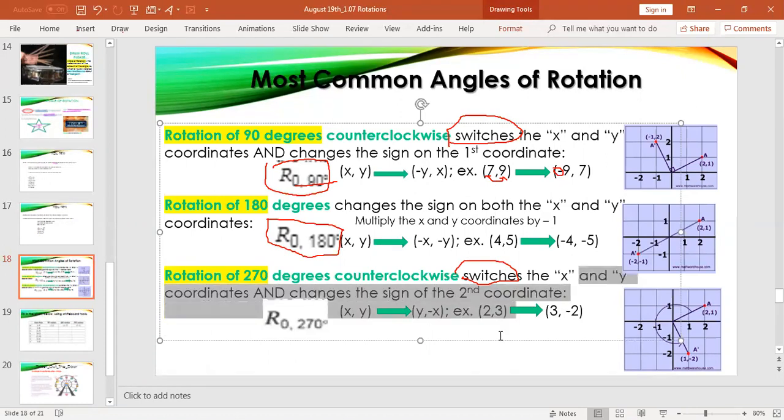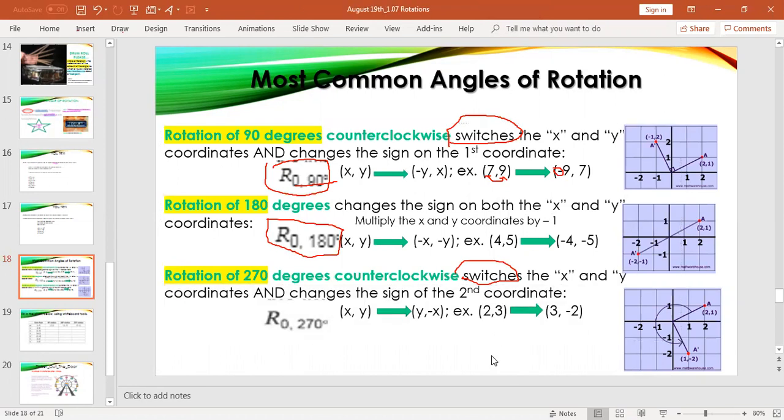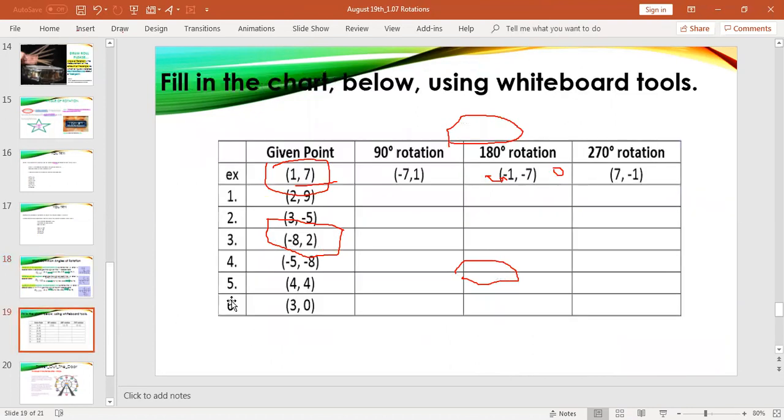270 is the last of the angles that we're studying here. And since it's the last, you're going to switch the coordinates. You're going to flip X and Y, and change the sign on the last coordinate. All right, so lastly, last thing.